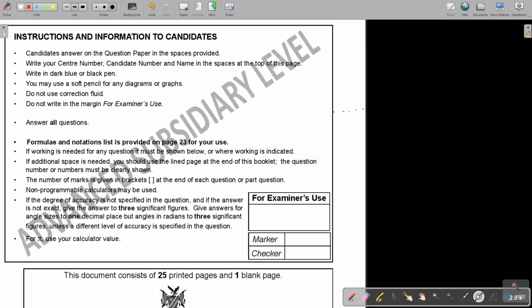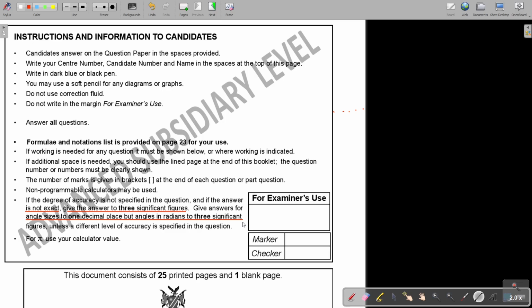And then if the degree of accuracy is not specified in the question, and if the answer is not exact, okay, give the answer to 3 significant figures. Very important, but always first write down your full calculator display and then you can approximate to 3 significant figures. It can help you. Give answers for angle size to 1 decimal place. Okay, so angle size to 1 decimal place, but angles in radians to 3 significant figures again.